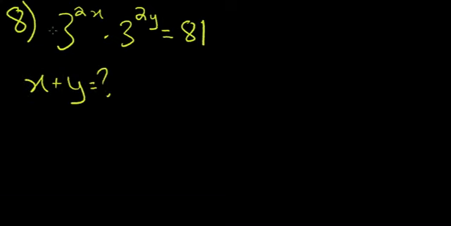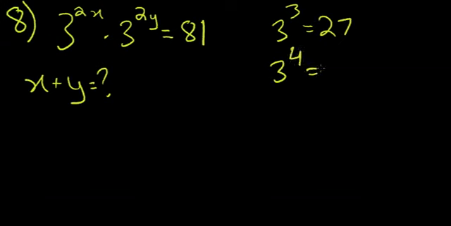So whenever you see an exponential problem like this, first what you need to try to do is make them all the numbers of the same base. So what can we do with 81? Can we change it to base 3? Well, we could, and we could try it, and it's going to work. So 3 to the power of 3 is equal to 27. No, that's not it. So 3 to the power of 4 is going to be equal to, yes, 81.